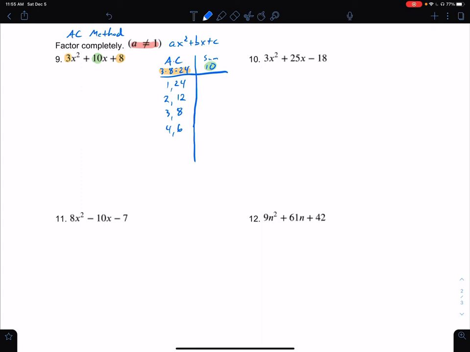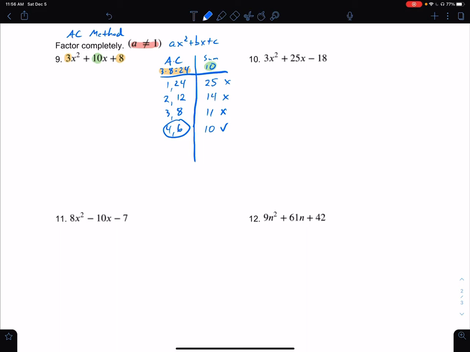And now we can just add up our factors. So 1 and 24 gives us 25, which is not 10. 2 plus 12 is again not 10. 3 and 8 is not 10. 4 and 6 is 10. So those are going to be our factors. Now, it's not as easy as the factor sum method where we can just plug in 4 and 6 and now we have our answer.